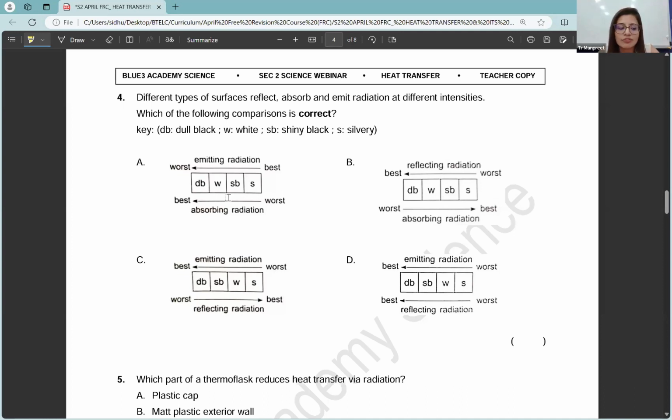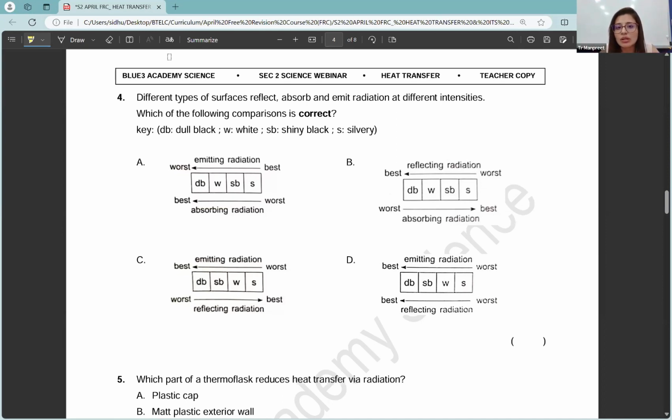Here you have different surfaces. Now, what do we know? Surfaces can reflect, they can absorb, and they can always emit radiation. That's what we know about our surfaces. So all these surfaces, how does it work? They either can absorb heat or they can release heat, based on the type of surface. So what do we understand? We know that black and dull surfaces are good absorbers of heat, good emitters of heat.